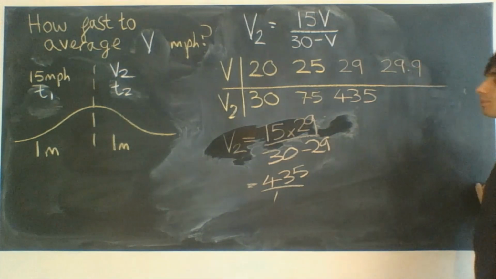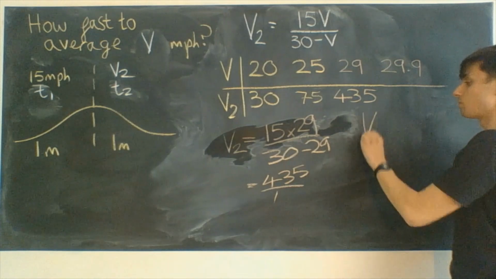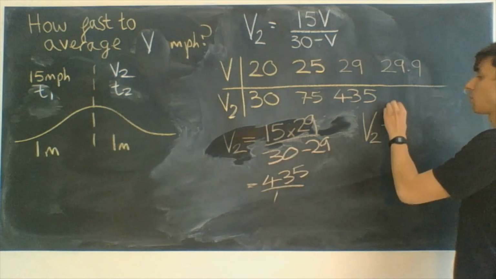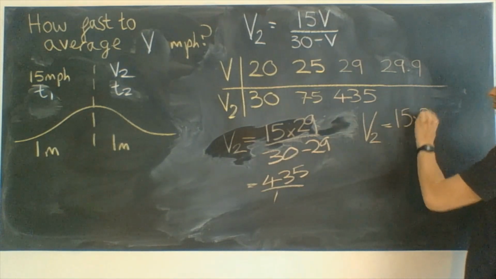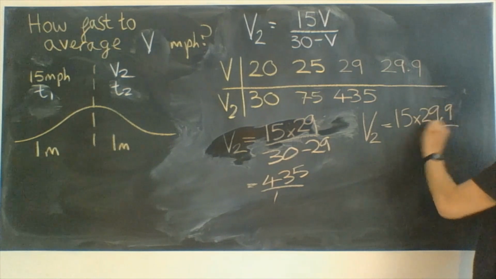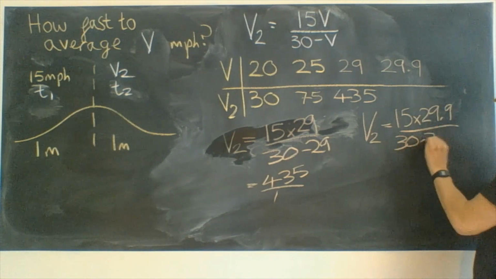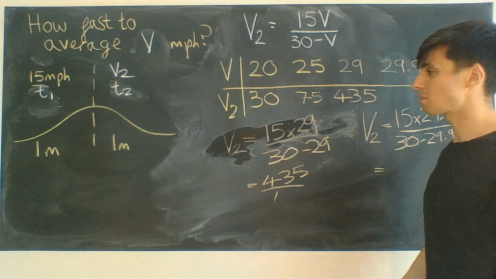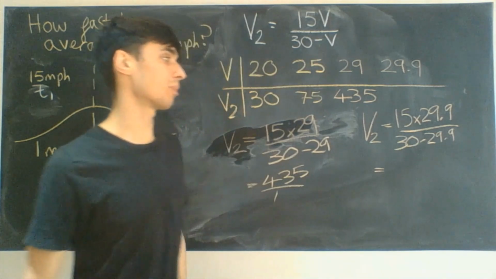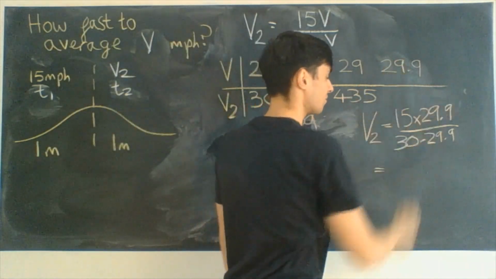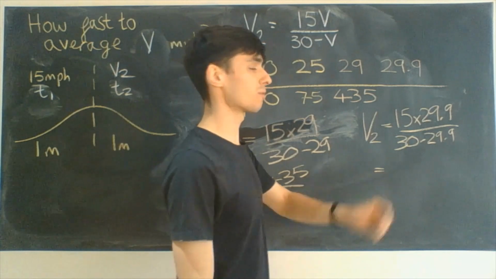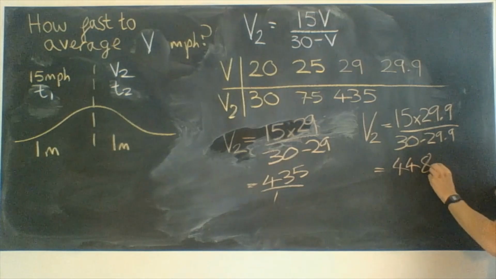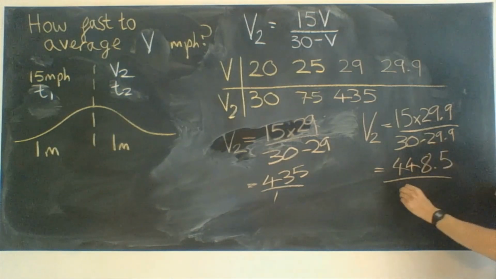29.9. Well, if we put this into our formula, v2 would be 15 times 29.9, and on the bottom would be 30 take away 29.9. Thinking of these numbers then, 15 times 29.9, I think it should be 450 take away 1.5, so 448.5. And on the bottom, we're going to have 0.1.